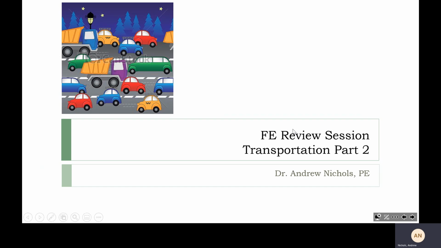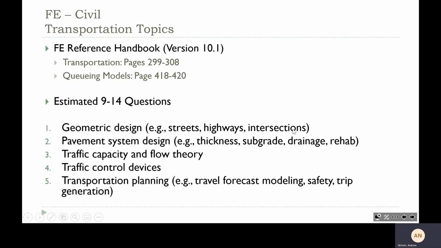Okay, so this is the rest of transportation. We started the geometric design, and we're going to finish that up today and then talk about pavement design, traffic capacity, traffic control devices, and transportation planning.